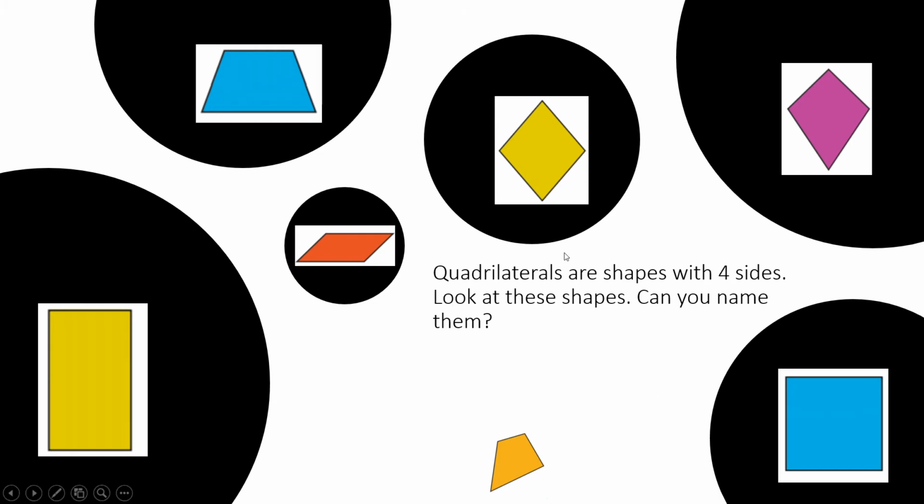So we're going to have a look at some shapes with a special name. The shapes on here are called quadrilaterals, and they are shapes with 4 sides. The term quad means 4.